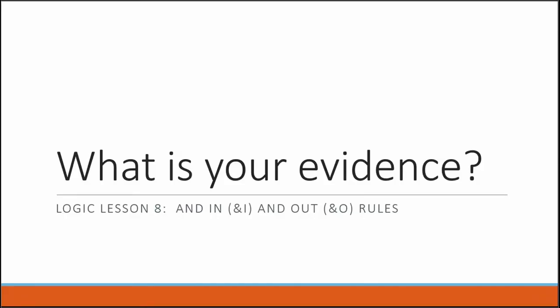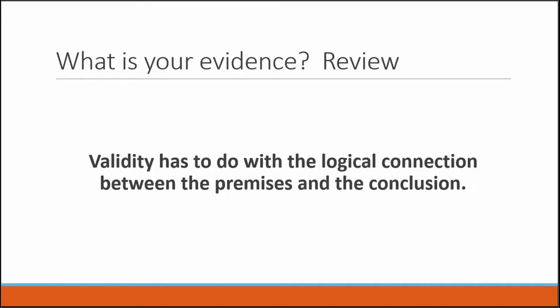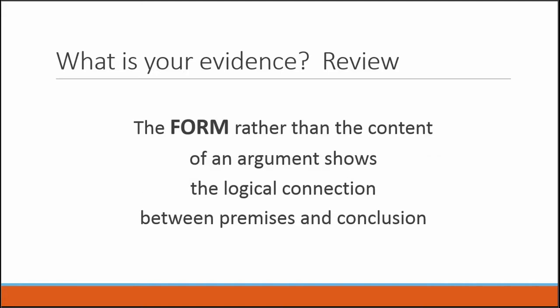In this lesson, we are going to learn two new valid inference rules, and-in rule and and-out rule. But before we do that, let's do a little review. We remember that validity has to do with the logical connection between the premises and the conclusion. We know that the form rather than the content of an argument shows the logical connection between premises and conclusion.